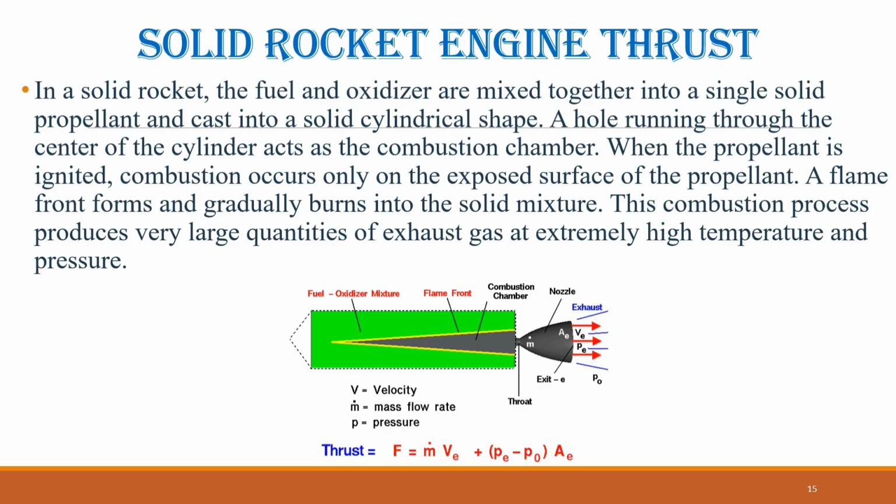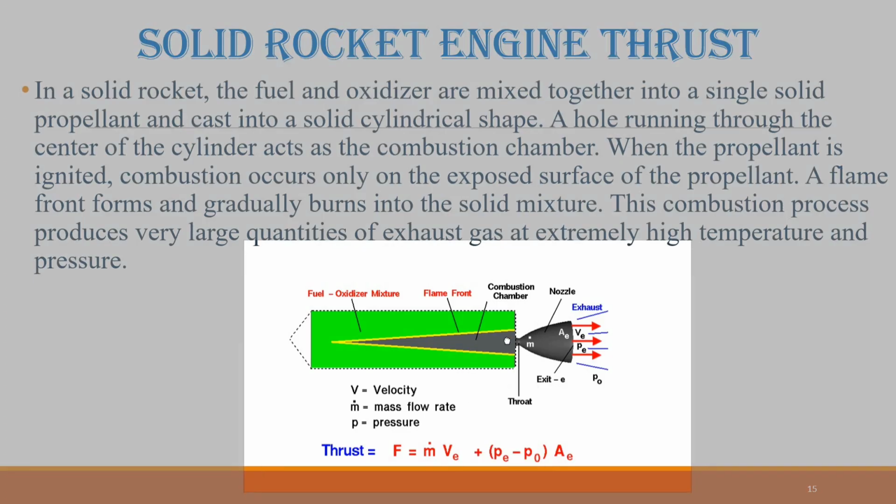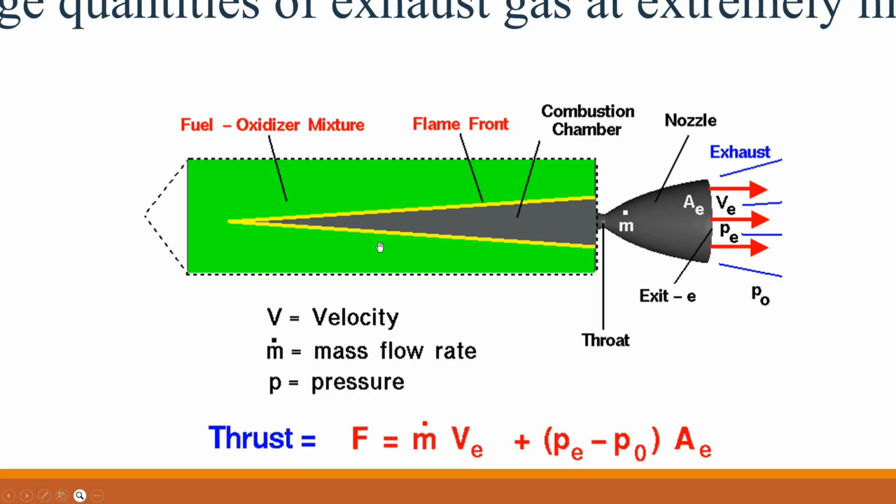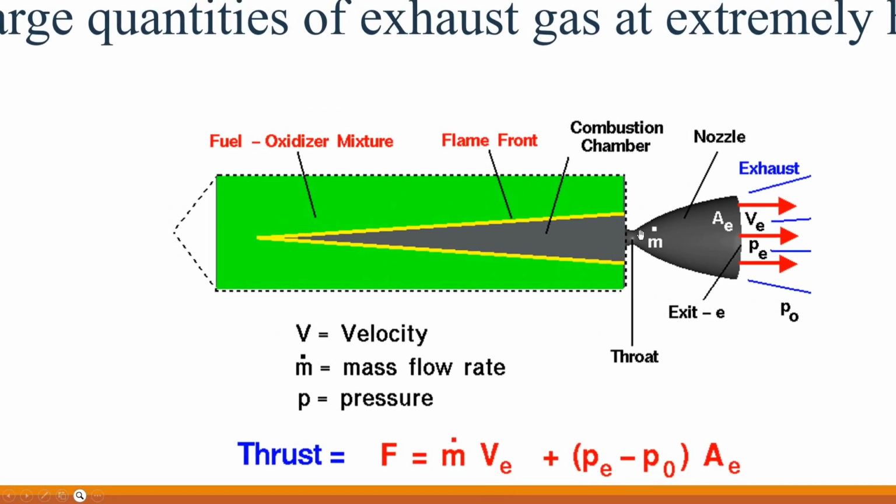In a solid rocket, the fuel and oxidizer are mixed together into a single solid propellant and cast into a solid cylindrical shape. A hole running through the center of the cylinder acts as the combustion chamber. When the propellant is ignited, combustion occurs only on the exposed surface of the propellant. A flame front forms and gradually burns into the solid mixture. This combustion process produces very large quantities of exhaust gas at extremely high temperature and pressure.